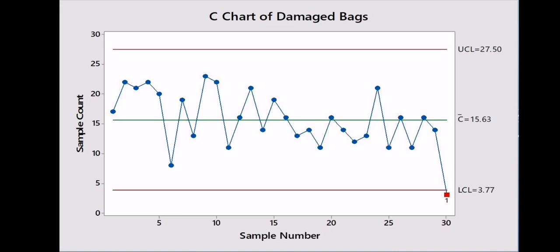So a C chart is used for defects, while we've already seen that an NP chart is used for defectives. The thing about defects is that a number of defects can occur within the same interval. We are not counting a fixed number of yes-no outcomes. We are counting how many times the event occurred within an interval.